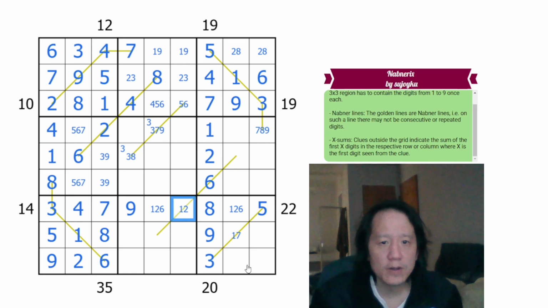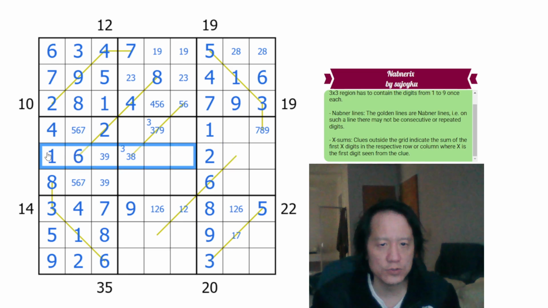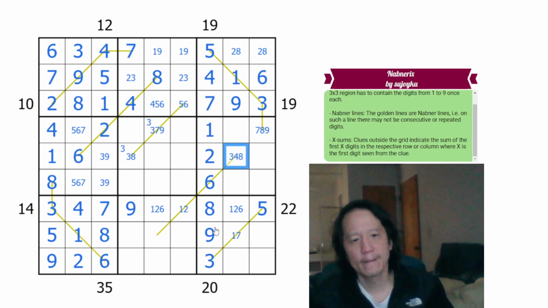Okay. Let's see. What can this be? It cannot be 4, 5, 6, or 7 because those are consecutive or the same as this digit. It can't be 1 or 2 because of this 1 or 2. Cannot be 9 because of that 9. So no 1, 2. It could be 3, 4. It cannot be 5, 6, or 7, and it could be 8. Okay.